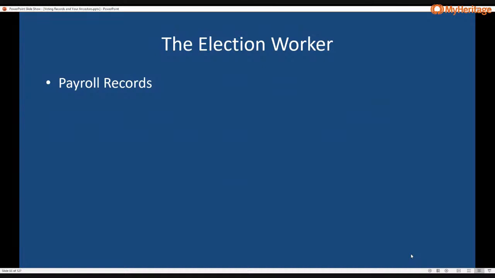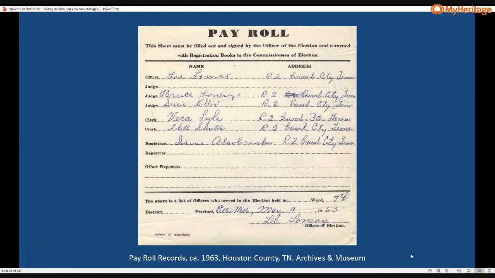You may be able to find payroll records. These are not saved as much, but you might be able to find some evidence of this. Here's an example of some payroll records from 1963 here where I live in Houston County. It lists the people who worked, their addresses, and what part they took in the election. If one of these was your ancestor, wouldn't it be neat to find this type of information?